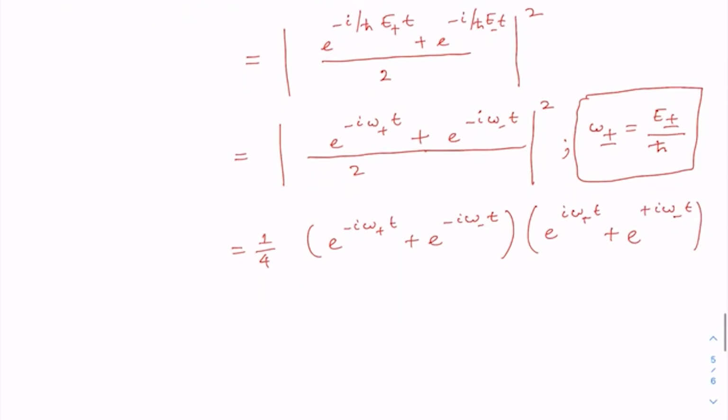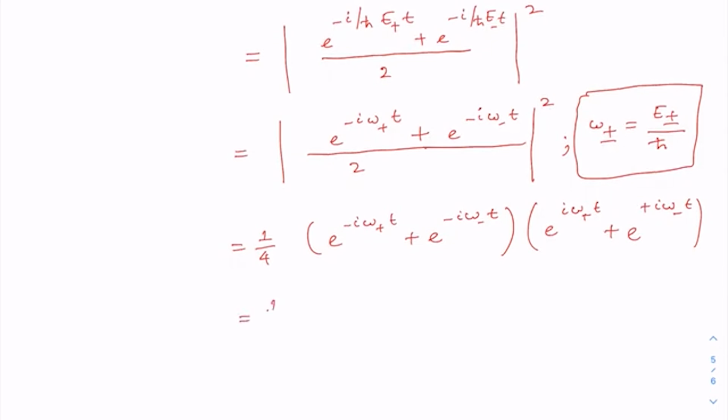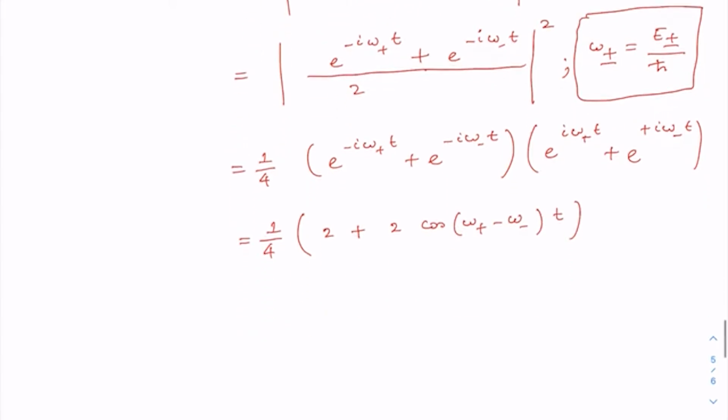So if you break it up, very simple, you are going to get 1 by 4. You will get, I think you please do it, it's very simple. You will get 2 plus twice of cos(ω+ − ω−)t. Okay, this I can further simplify as 1/2 (1 + cos(ω+ − ω−)t).